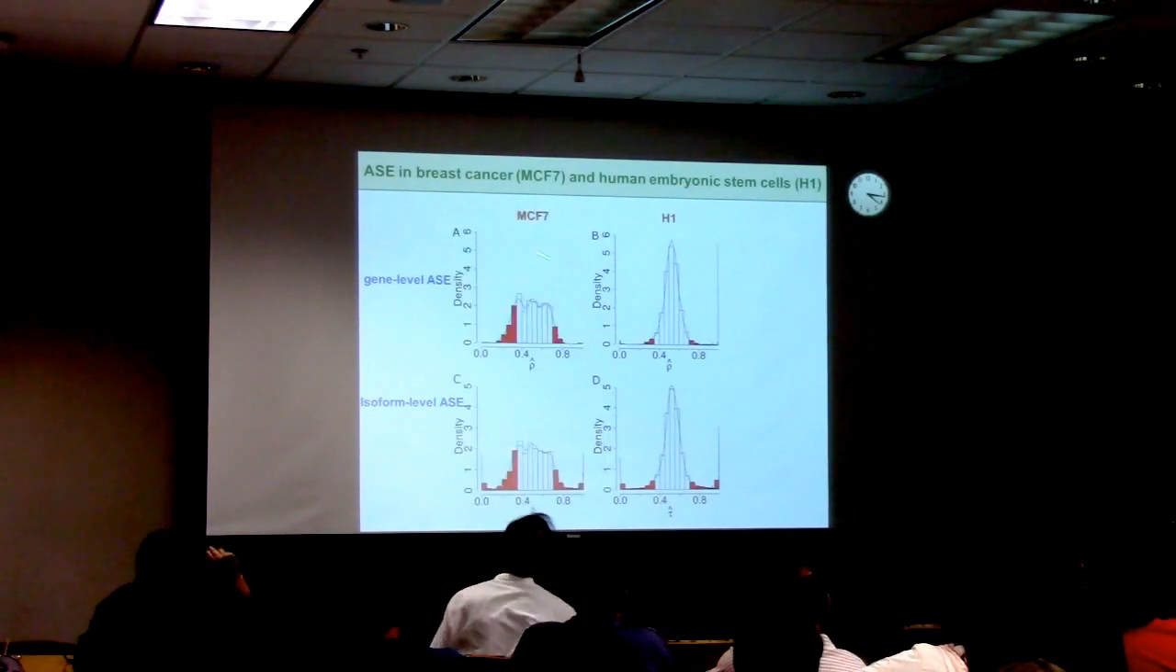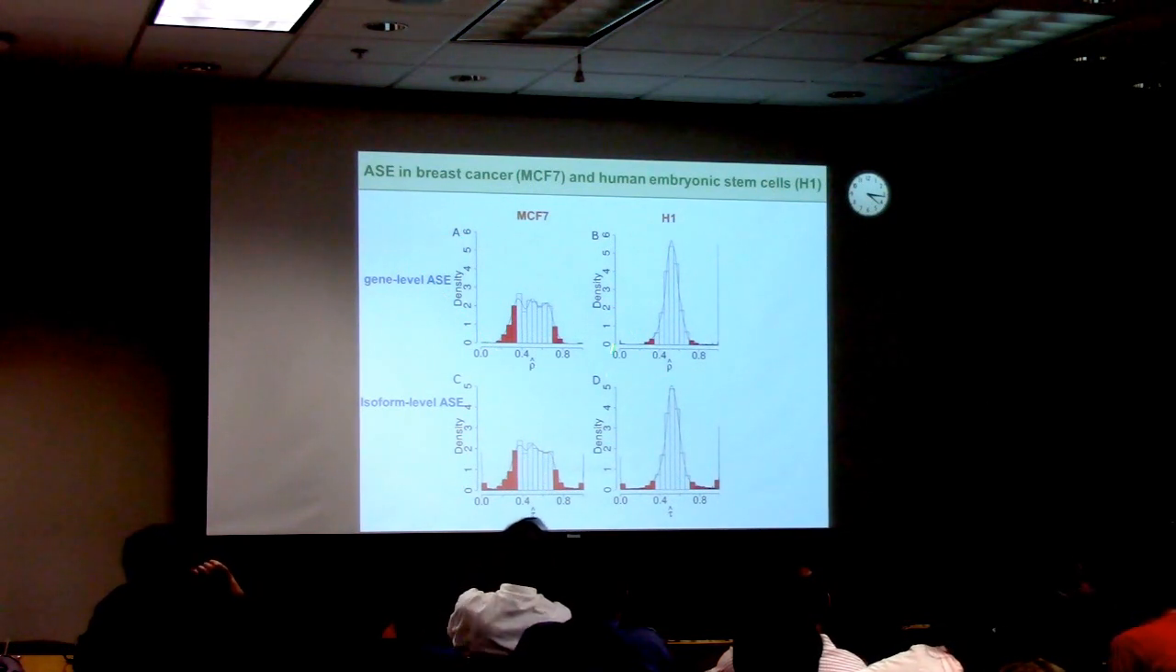And we also find that in the cancer data, because you may have copy number variance, you have more significant allele-specific expression. You see, this is much more significant and intense than in the human embryonic stem cell.